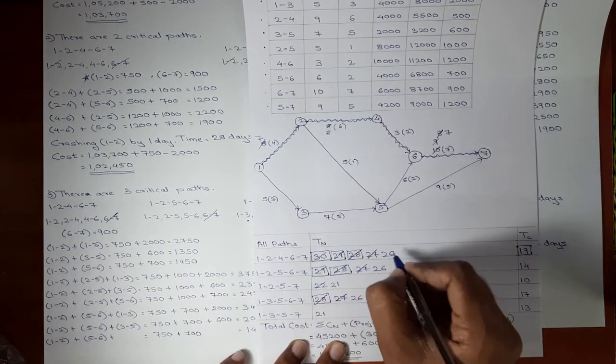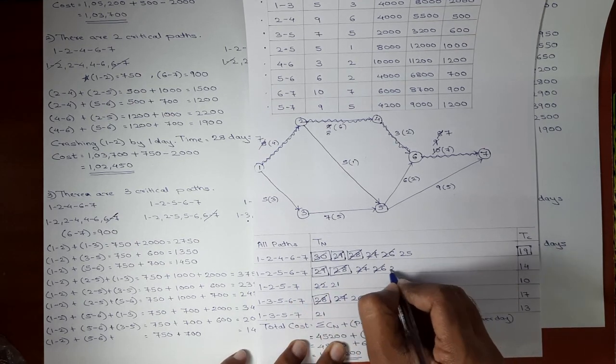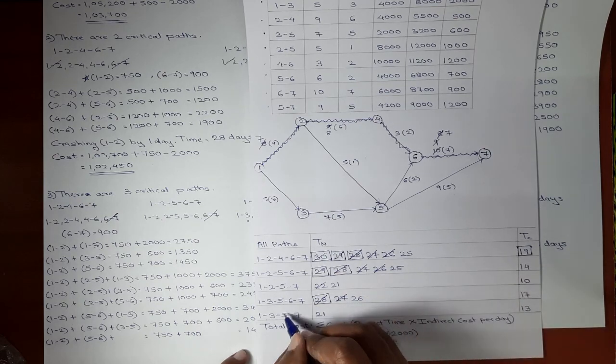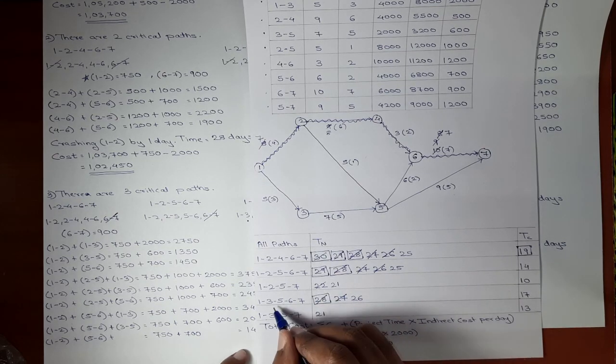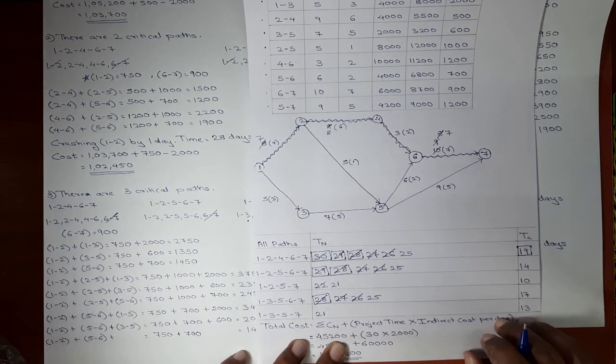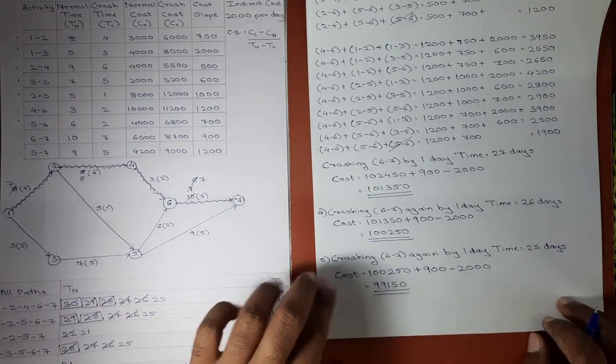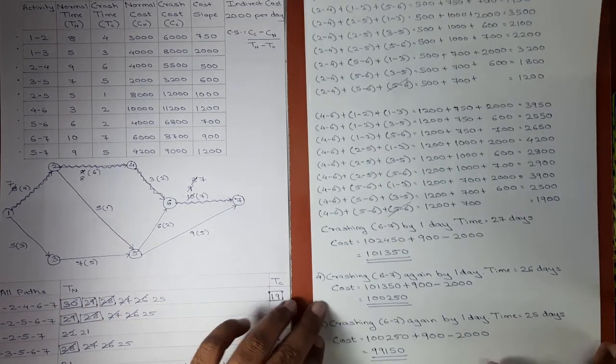Here activity 6.7 comes in the first path, yes, 25. In second path also, here it will be 25. In third path it does not come. In fourth path, yes, here it will be 25. Okay, now crashing step number 6.